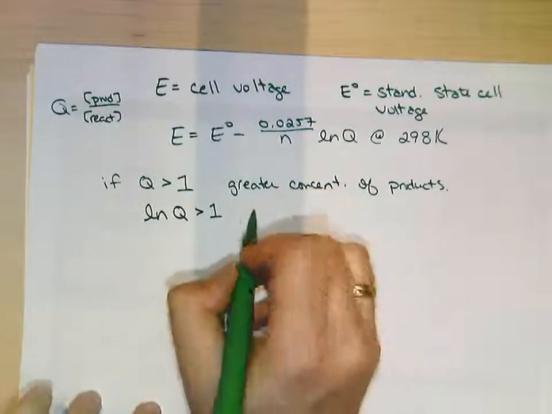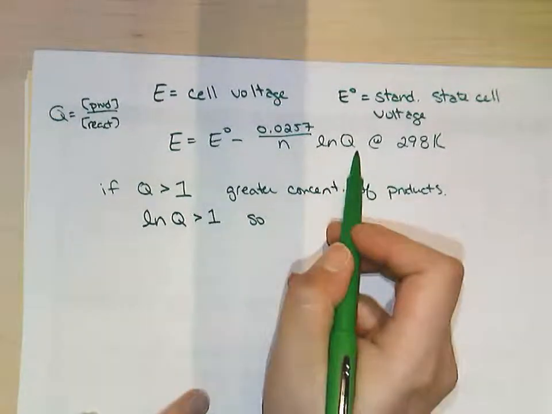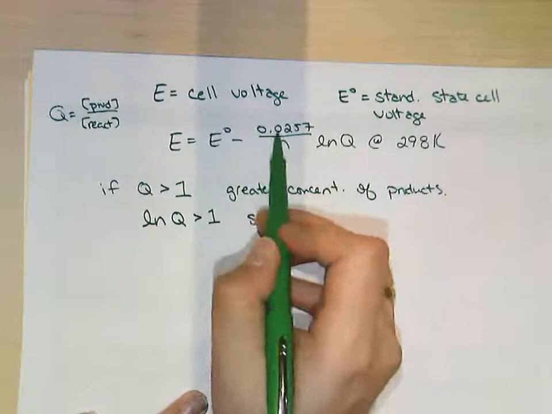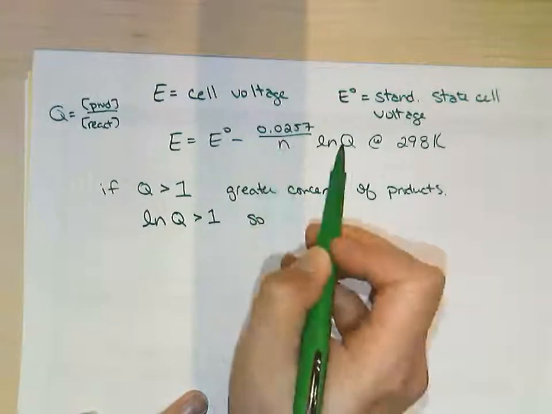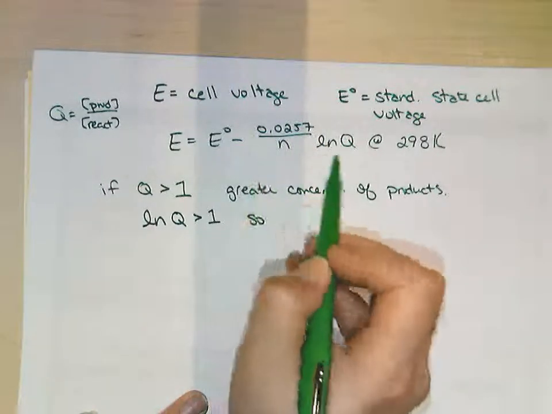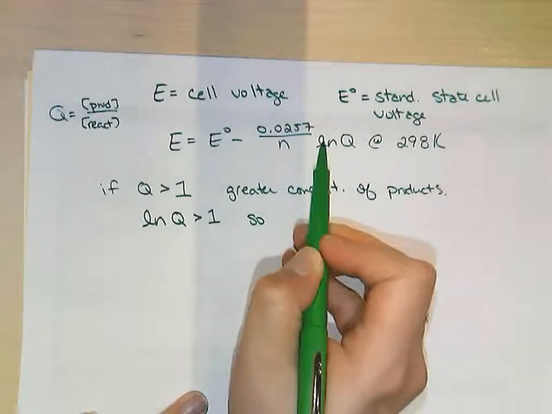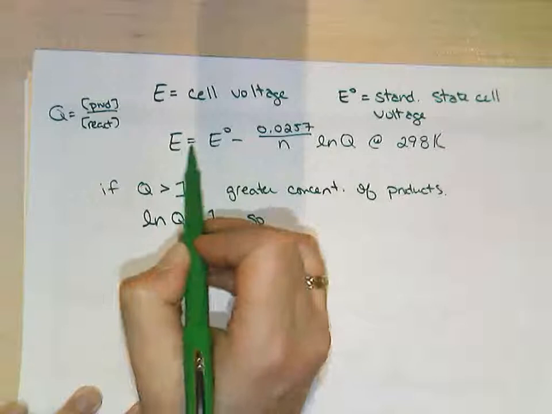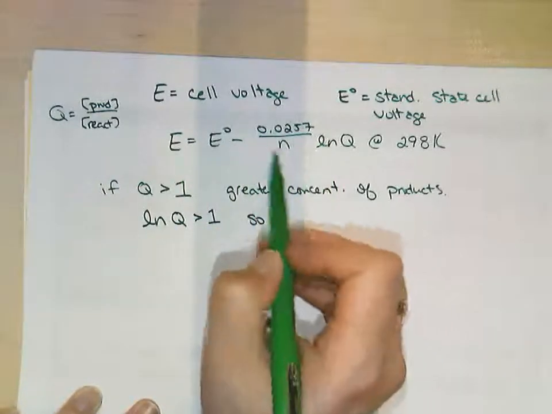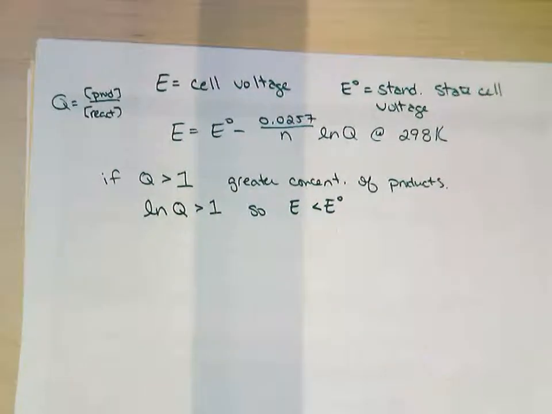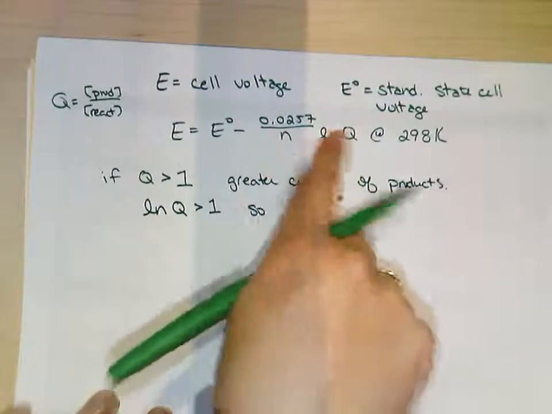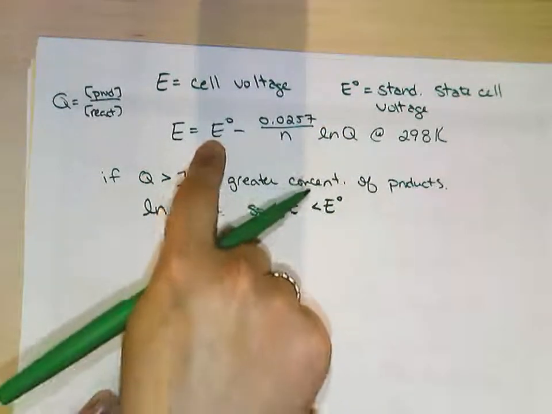So if this is going to be positive, greater than 1, what's this whole half? Can this be a negative number? No, right? So I have a positive number times something greater than 1. What value is this going to be, positive or negative? Positive. So I'm going to have E equals E0 minus a positive number. So my final answer will be less than my standard state. Because if this is like 5, and my voltage is 2 minus 5, my final answer has to be smaller than where I started.